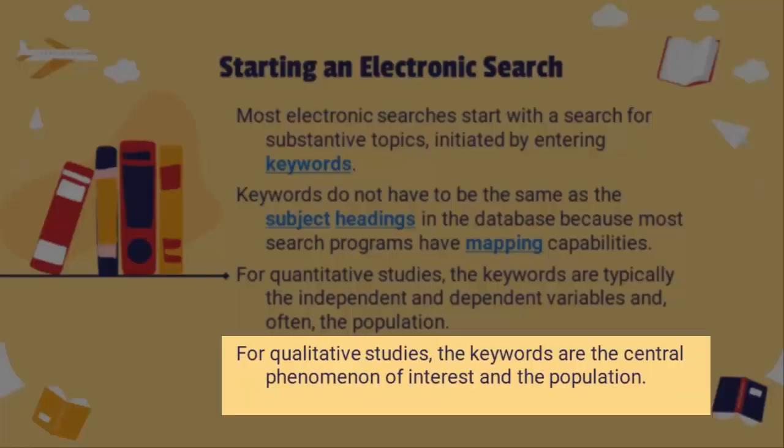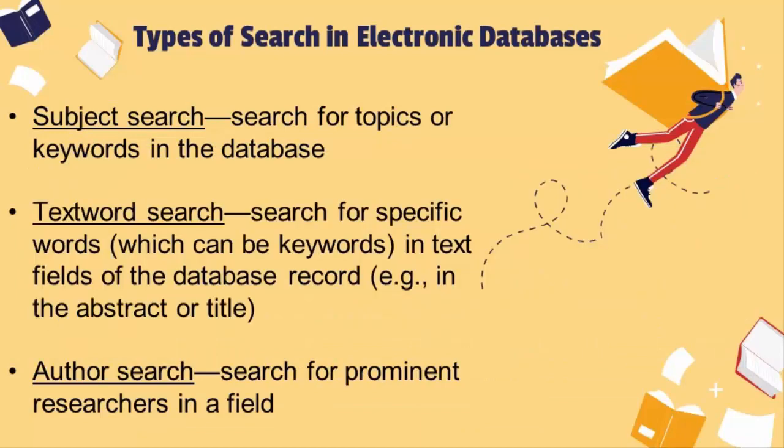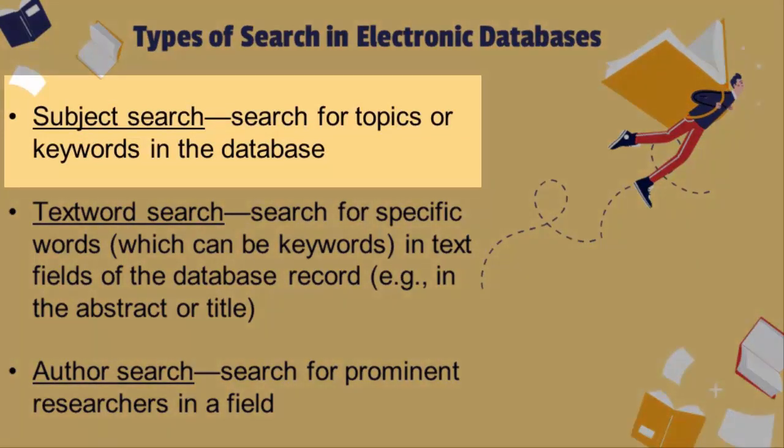For qualitative studies, try searching the phenomenon of interest. For example, perhaps you would want to find out about the experience of water birth for laboring mothers. The key words could be experience and water birth. A subject search is more specific than a keyword search.